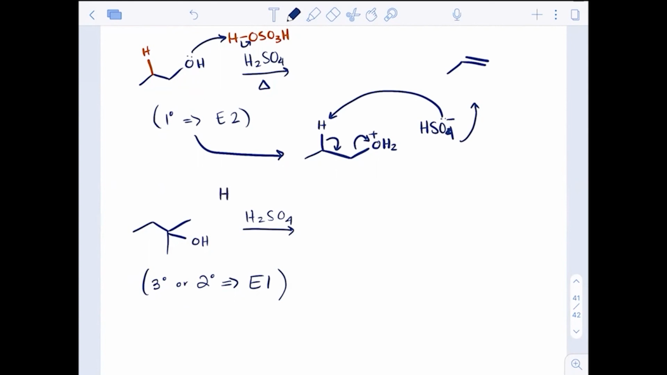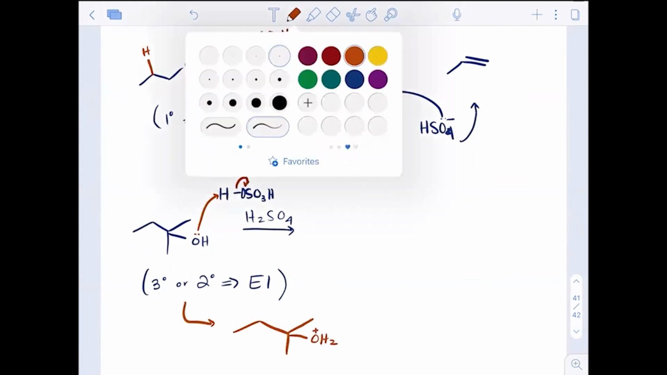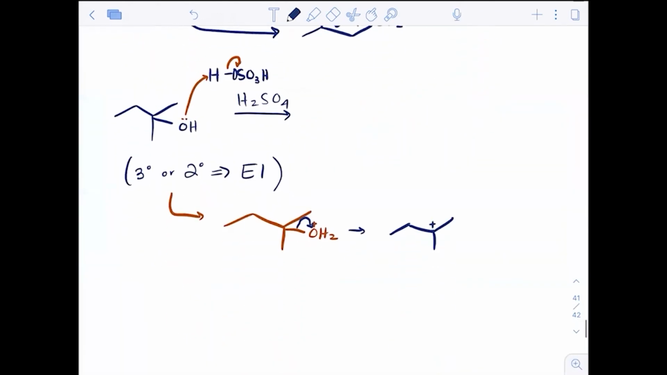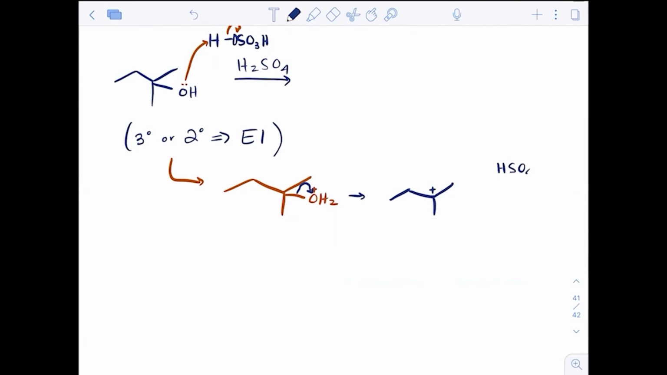Again, with our tertiaries or our secondaries, we first do our proton transfer, make oxygen a good leaving group, and then we will do our loss of a leaving group, make the carbocation, and then we will finish up with our final step of proton transfer, E1 for our tertiary and our secondary alcohols.